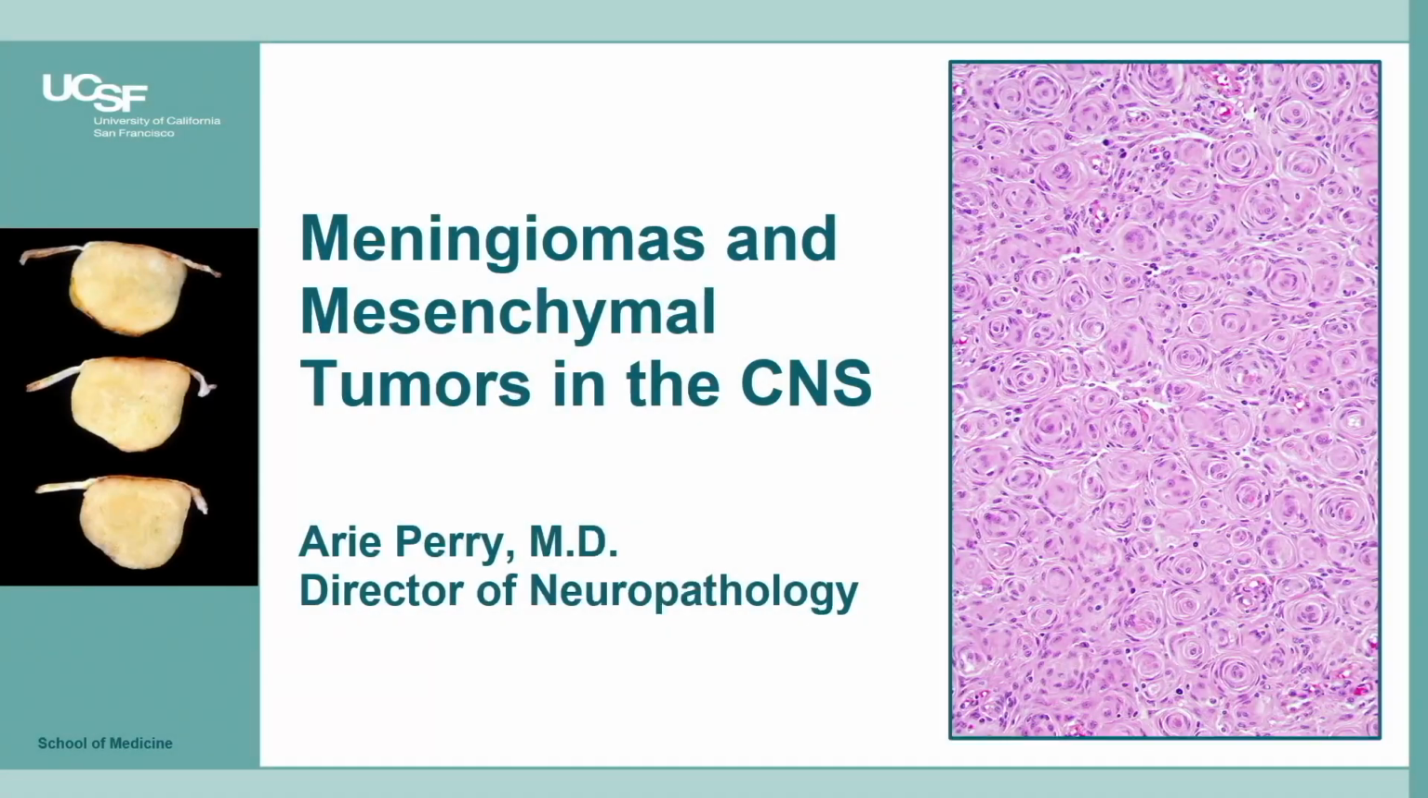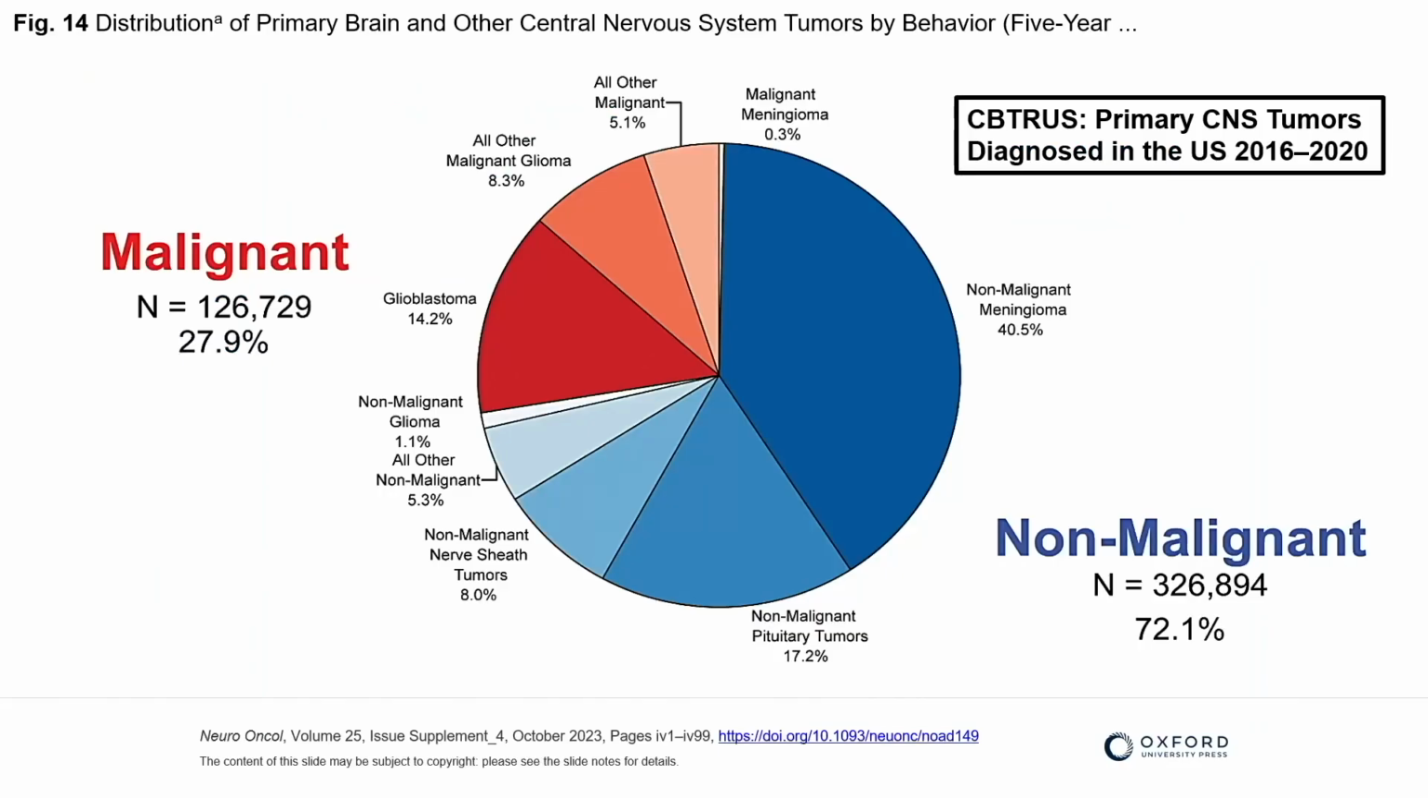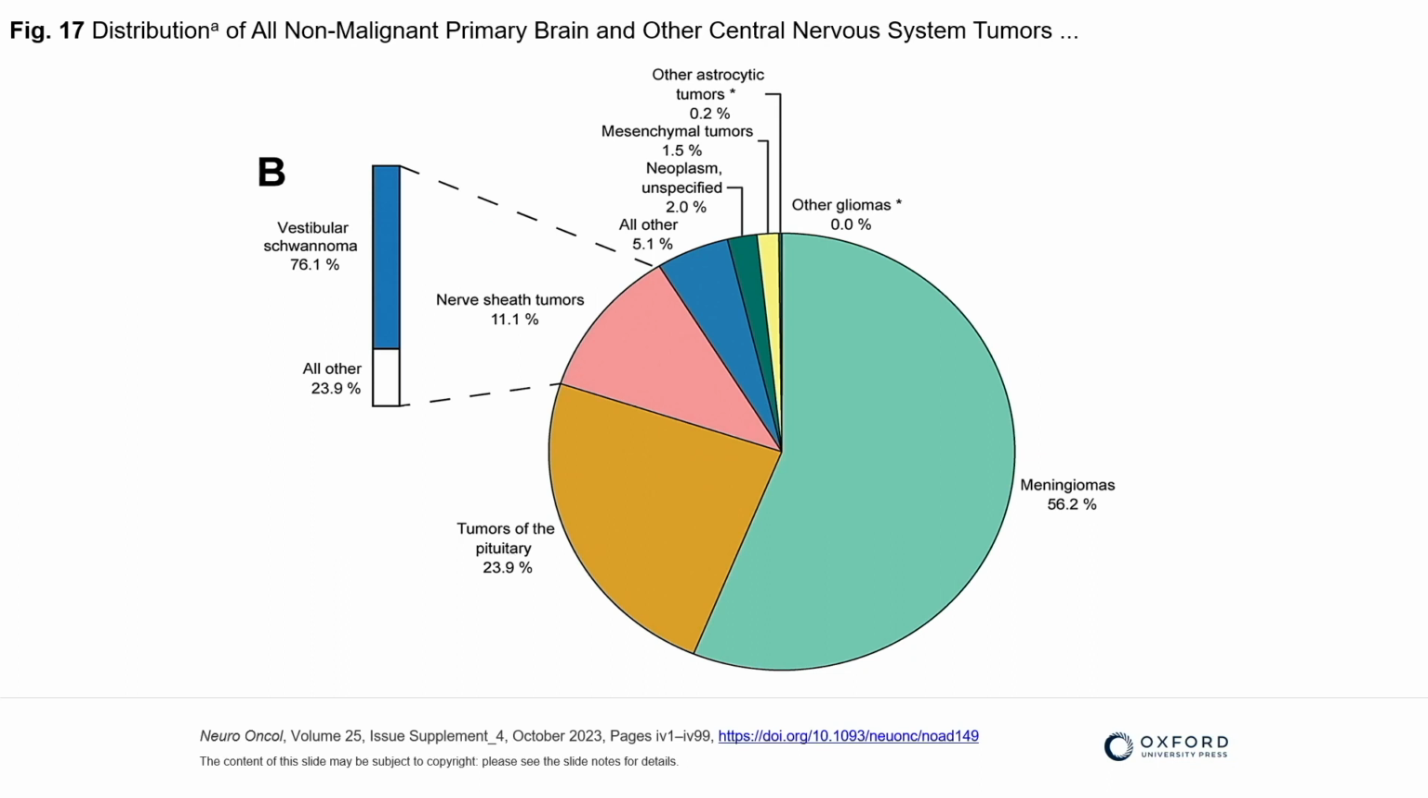All right, meningiomas and mesenchymal tumors. Okay, so I showed this earlier today. Actually, the single most common primary CNS tumor is meningioma, which accounts for about 40% of all the intracranial tumors that we see. So it's extremely common. And if you look at benign tumors, it accounts for over half of all the benign tumors that we see.